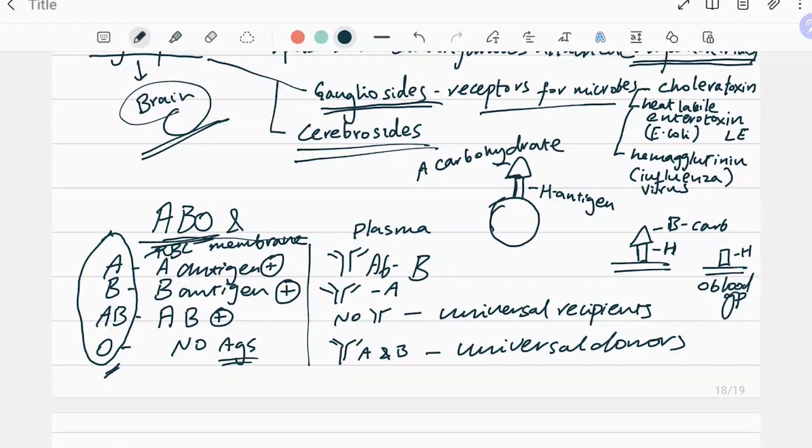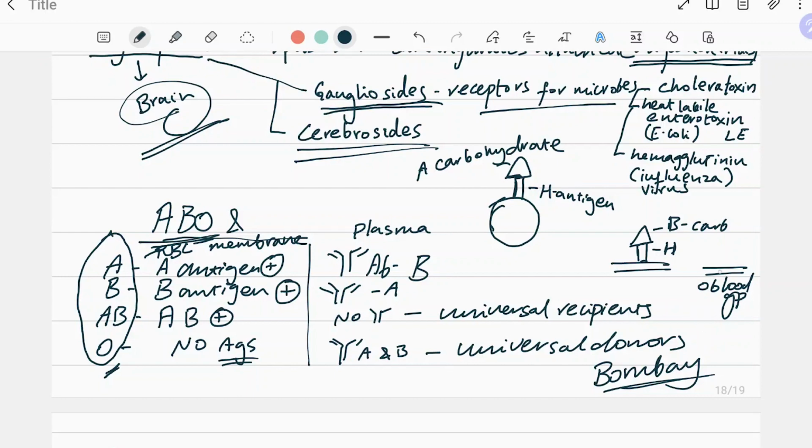Please remember this. Now, there are some people who don't even have H antigen on them. These people are called Bombay blood group. What do we call them? Bombay, because it was found in Bombay. There are around 100 people in the world with this. Now, what's the problem with Bombay blood group?